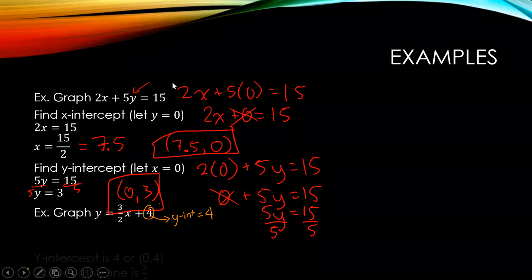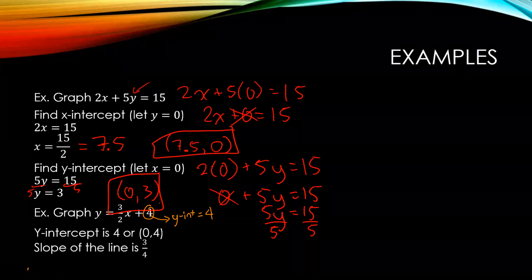And of course, if our y-intercept is 4, we also identify our slope right after, and our slope is 3 over 4, which is, and I think I made a mistake here, 3 over 2, not 3 over 4. It's 3 over 2 because it is the coefficient of the x there. So how do we plot these?